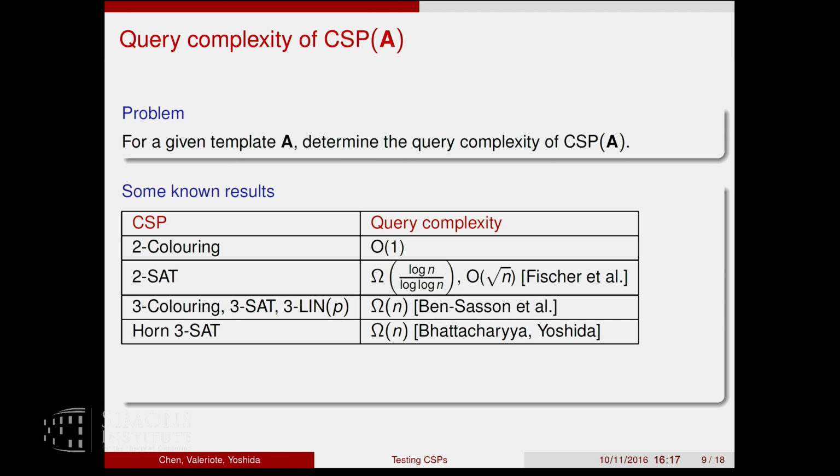2SAT is sublinear, and again, it's not constant. It has this as a lower bound for the query complexity. Even some nice CSPs have bad query complexity. These all have linear query complexity. This is a tractable instance of the CSP, but nevertheless, that's not going to help us with query complexity.